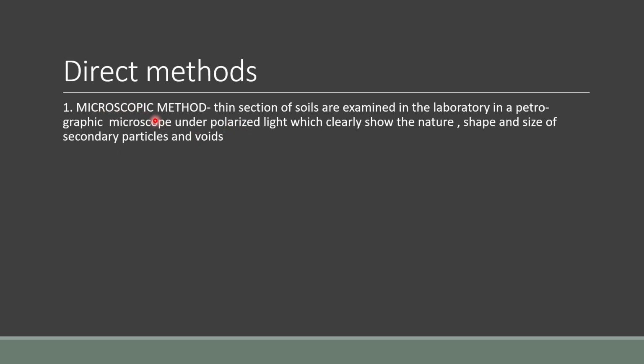So in the microscopic method, we are directly looking at the structure. We use a microscope under polarized light, so we can see the shape and size of secondary particles, and void pores also. So in the laboratory we use the microscopic method to determine the soil structure. Here, by using a microscope, we are not measuring, we are evaluating the soil structure.